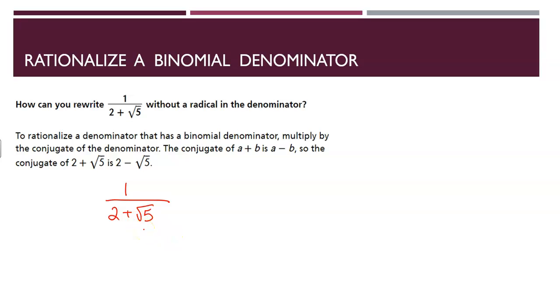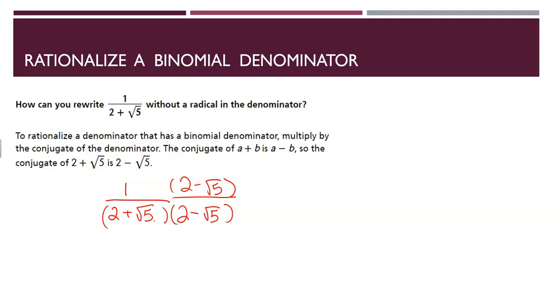Rationalizing means I don't have a radical in the denominator. So I multiply the numerator and the denominator by the same thing. That's just like multiplying it by 1. And I want to choose the conjugate. Now this is the same thing as the difference of 2 squares. So you could just do it that way if you wanted to. That's a nice simple way to do it.